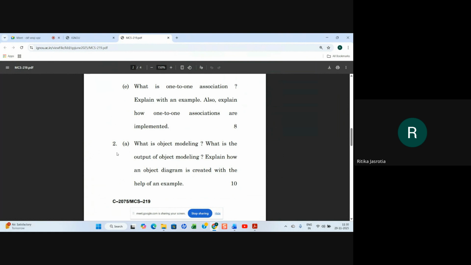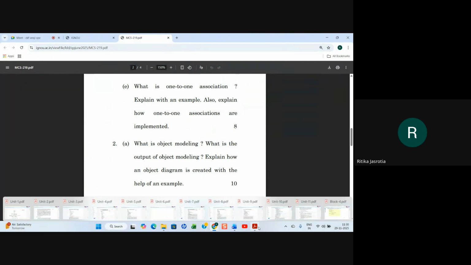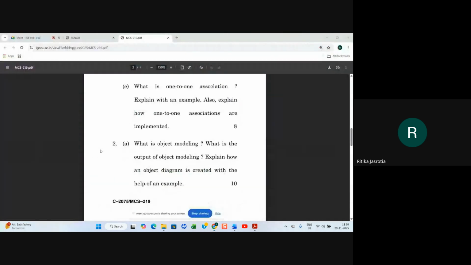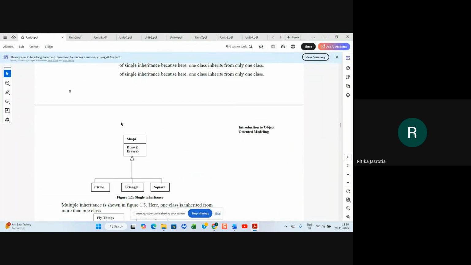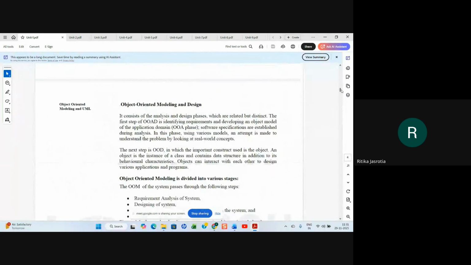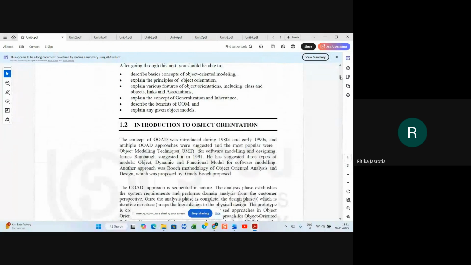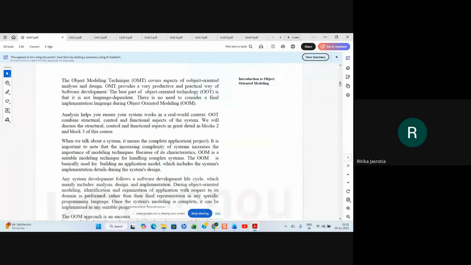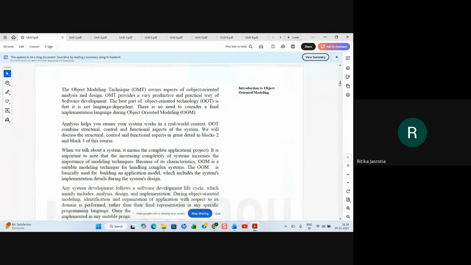Now, when you go to the second question, it is asking what is object modeling, what is the output of object modeling, and explain how an object diagram is created with the help of an example. We had talked about object modeling in the first unit, if you remember, block 1. So your OMT was this, object modeling.